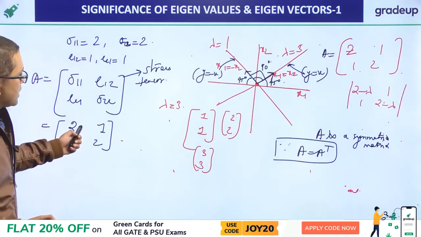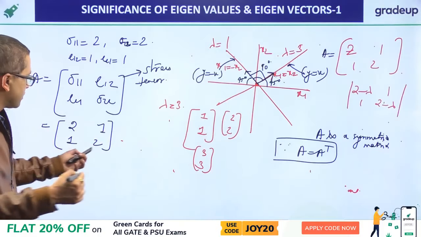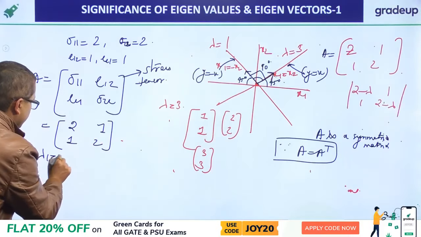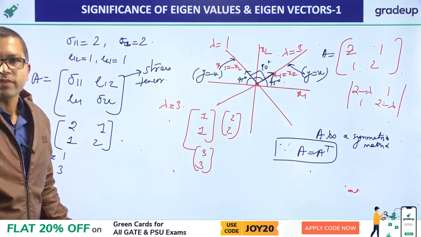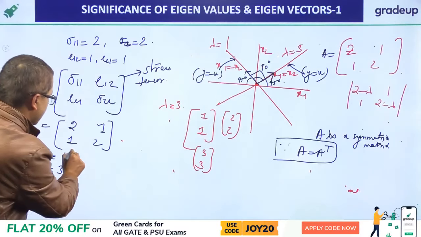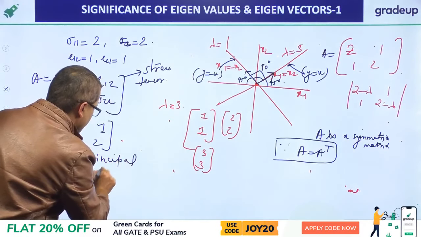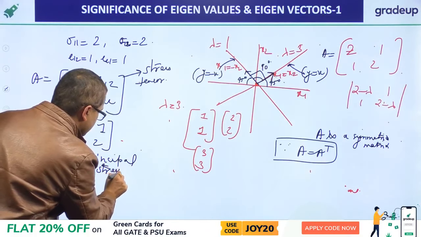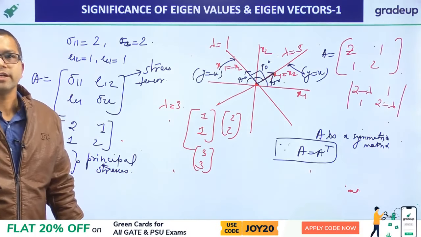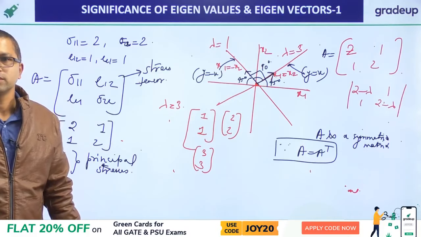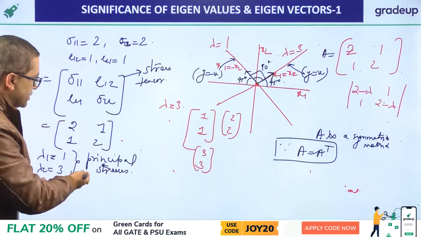Then we calculated the eigenvalues of this, and it turned out to be lambda 1 equals 1, lambda 2 equals 3, if I am not wrong. So if you see, these are the principal stresses. This is a very shortcut way of finding principal stresses. You can check it using that formula, whatever you use in strength of material.